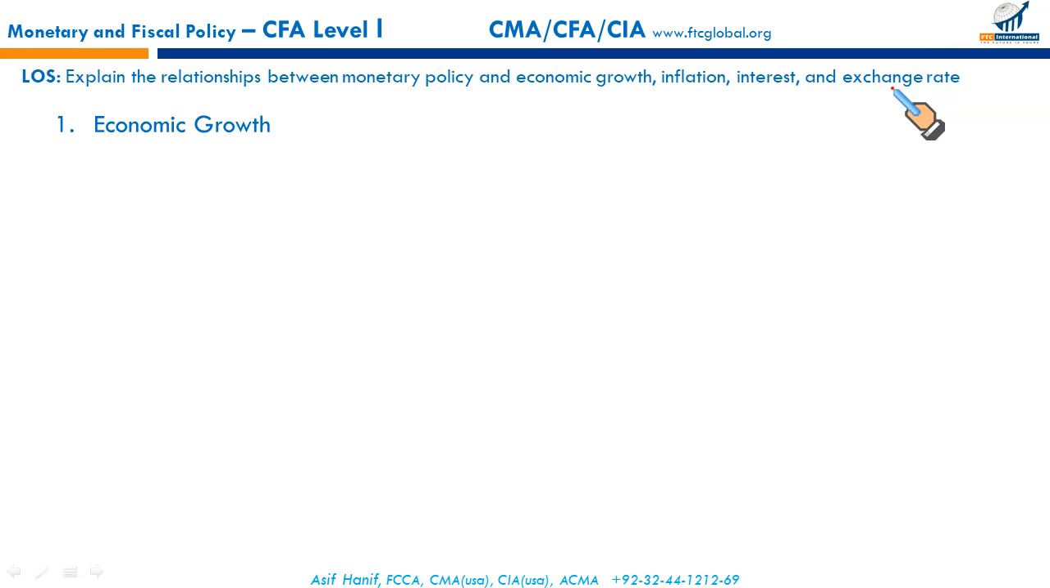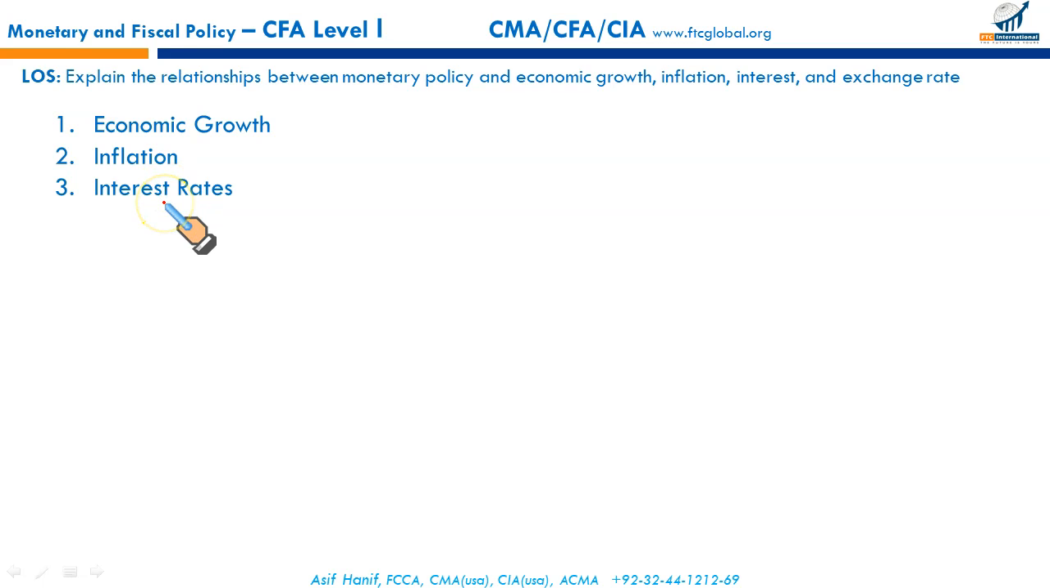Okay, first, economic growth. Expansionary policy will stimulate economic growth by increasing money supply and lowering interest rates. Inflation. A contractionary policy, which we discussed in the previous reading, will slow inflation by contracting money supply. So the central bank may try to increase the money supply to increase the rate of inflation, or the central bank may decrease the money supply to decrease the rate of inflation.